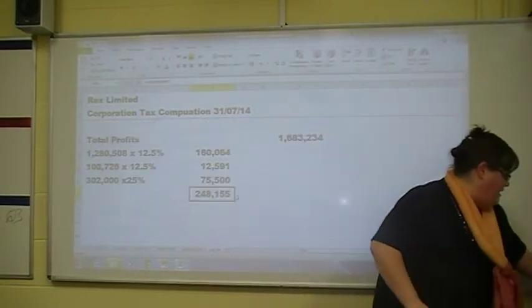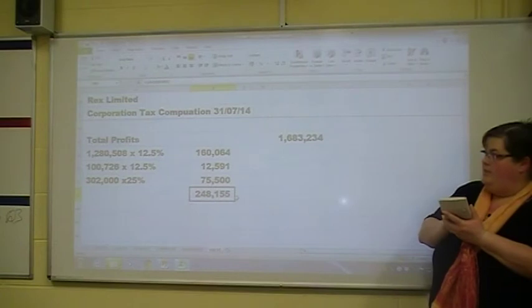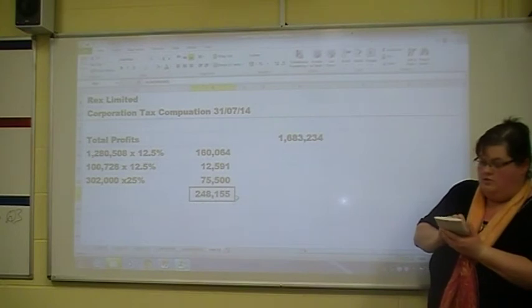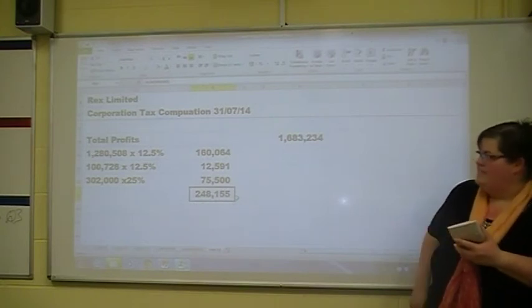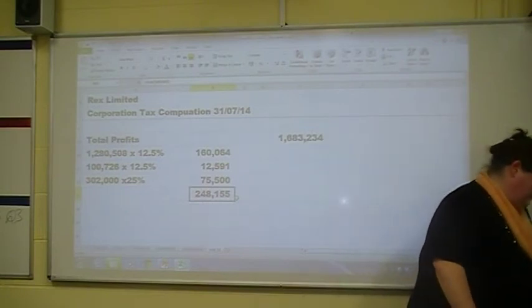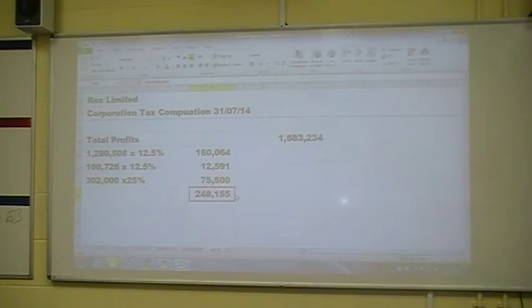Okay, and it's a good idea to add up all your figures, to your million and all of them, to make sure you're getting the same as above. 1,683,236. Oh no, 4. Yeah, we're right. You get 248,155. And that's our corporation tax liability, 248,155. Yeah?